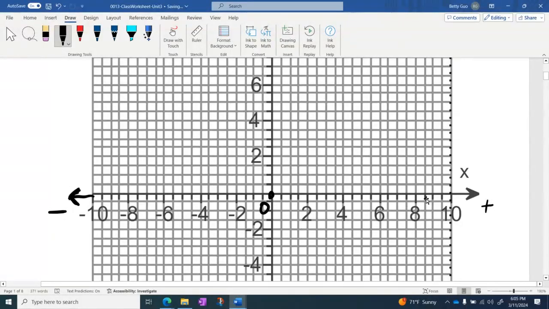To the right of 0, we have positive numbers. To the left of 0, we have negative numbers. As you can see here, 0, 1, 2, 3, 4, 5, 6, 7, 8, 9, 10, and continue. To the left side of 0, we have negative 1, negative 2, all the way to negative 10, and keep going. So, x-axis, horizontal scale.